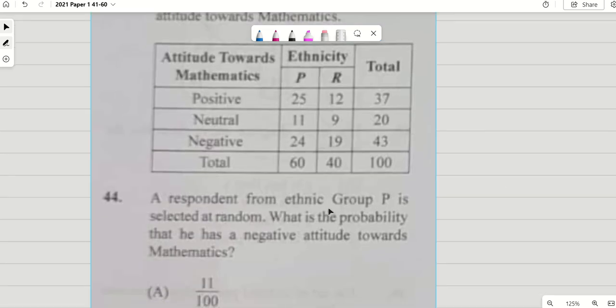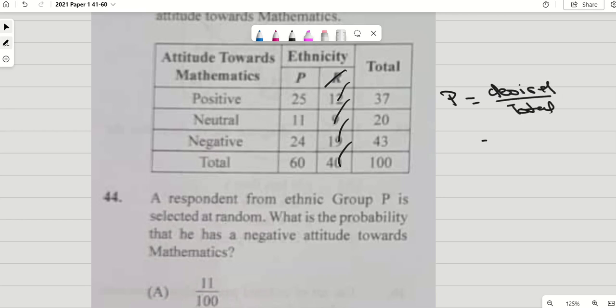Respondents were interviewed about their attitude towards maths, right? Now, we want the respondents from group P, so we are not going to study group R or your total, right? We're only studying group P and that total of group P is selected at random. What is the probability that he has a negative attitude towards mathematics? So we know probability is your desired over your total. What is it desired for, which is a negative attitude towards mathematics? 24. And we are only talking about ethnic group P, so their total would now be 60, not 100. So it's 24 over 60.